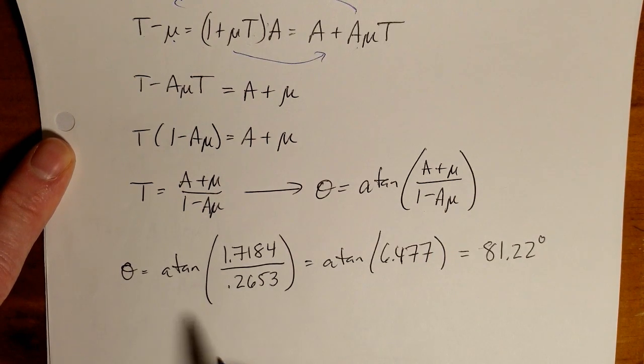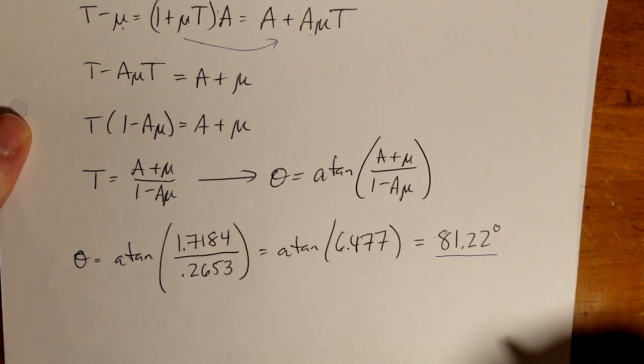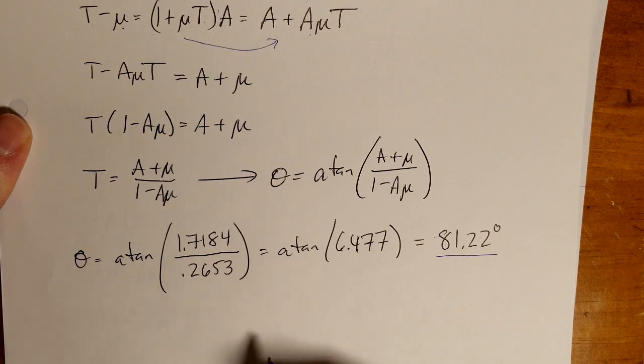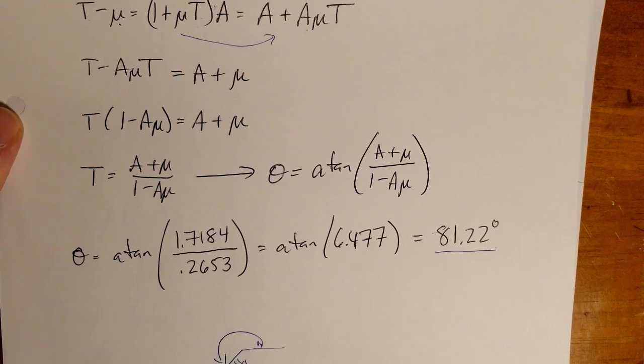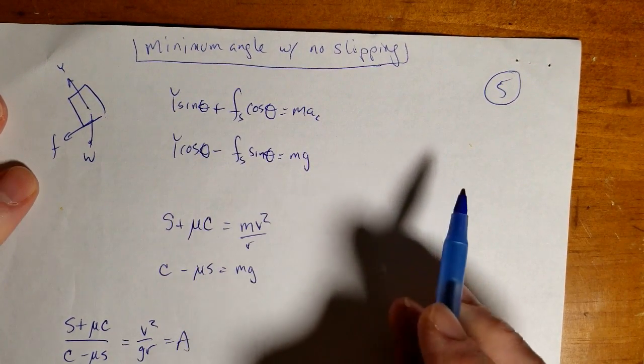Much simpler looking ratio, and we end up with, again, one answer. Now, mathematically, there would be a second answer in the third quadrant, and that means that if theta is defined from here, it's basically down like that, which in the car is here. And that just doesn't make any physical sense. But 81.22 degrees.